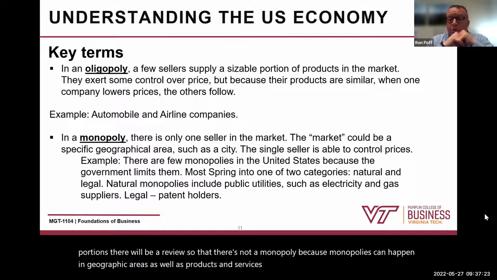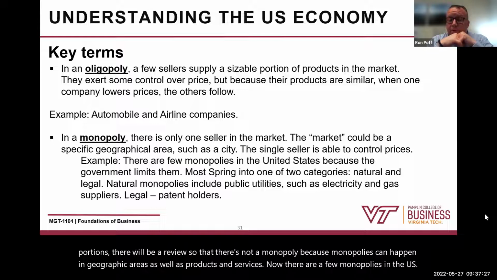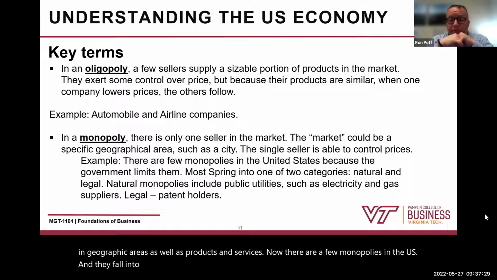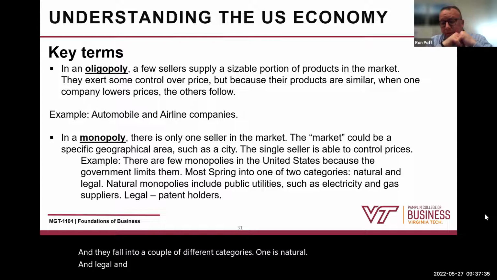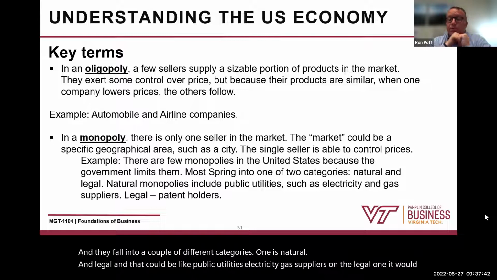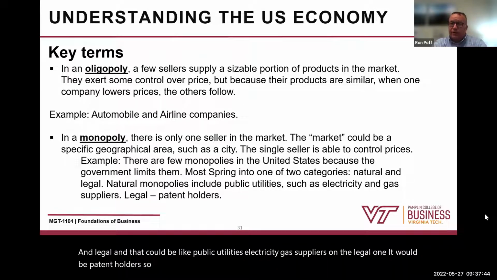Now, there are a few monopolies in the U.S., and they fall into a couple of different categories. One is natural and legal, and that could be like public utilities, electricity, gas suppliers. On the legal one, it would be patent holders. So, we strongly encourage innovation and inventions.